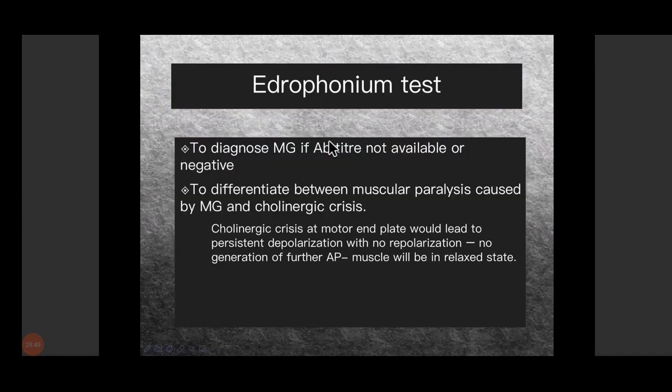Now, there used to be this edrophonium test, to diagnose myasthenia gravis if antibody titer is not available or is negative, and to differentiate between muscular paralysis caused by myasthenia gravis and by cholinergic crisis. Cholinergic crisis at the motor end plate would lead to persistent depolarization and no repolarization, and the muscle will be relaxed later on. So what is edrophonium, ambenonium? These are the drugs which increase the cholinergic stimulation.